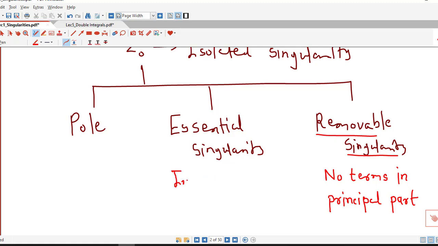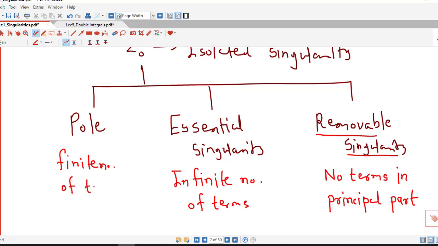If the principal part of f of z at z0 has an infinite number of terms, then z0 is called an essential singularity. And if the principal part of f of z at z0 has a finite number of terms, say m, then z0 is called a pole of order m of the given function f of z.